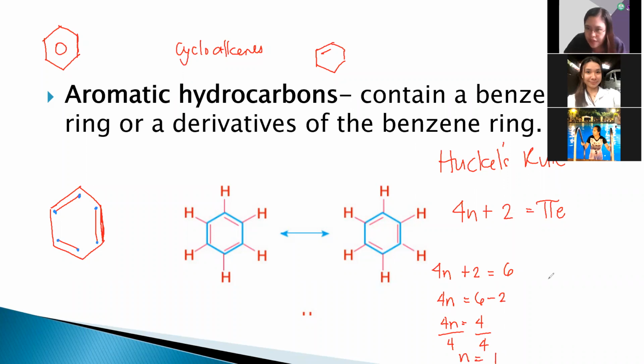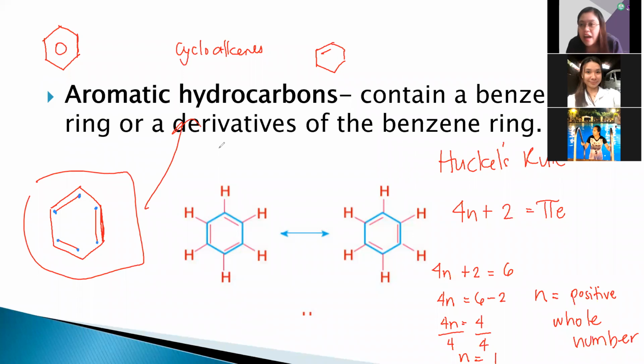Now, how do you know? Sa Huckel's rule, the substance is aromatic if n is equal to a positive whole number. Again, whole number ha, and then positive. So just like this one, this is equal to 1. This is positive and a whole number. So yes, benzene is an aromatic hydrocarbon. Okay?